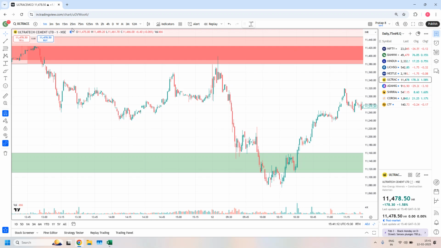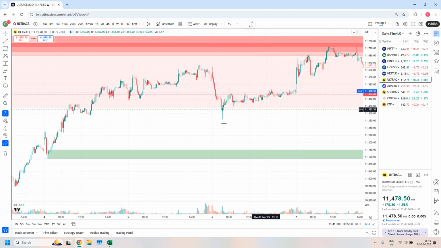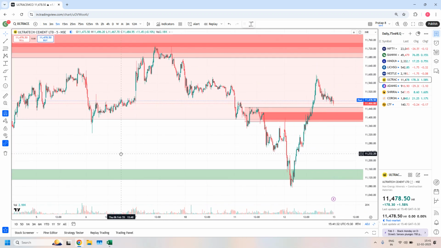See, today all the trades are like that. They gave huge profits today. So today, HLQ zone traders would have got good profits. And moreover, after completing this trade, you got another trade that we will discuss later. So this is about UltraTech Cement.